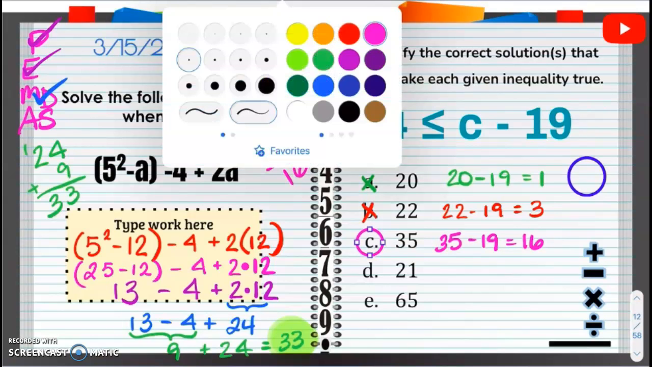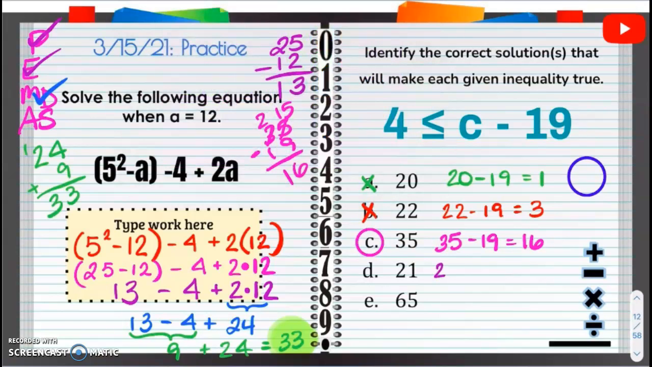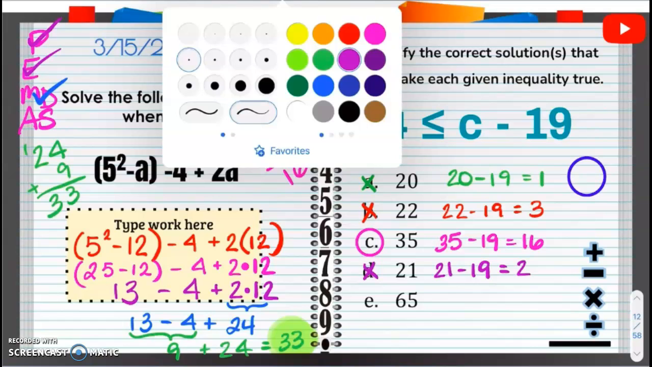Now let's take a look at the next one. Let's do purple. 21 minus 19. 19, 20, 21. That's 2. Is 2 less than 19? I'm sorry, is 4 less than 2? Whoa. 4 less than 2? No. How about 65? Okay, so let's do blue.